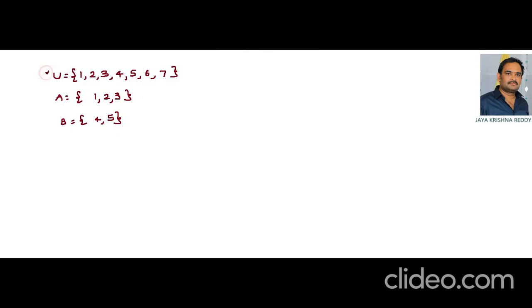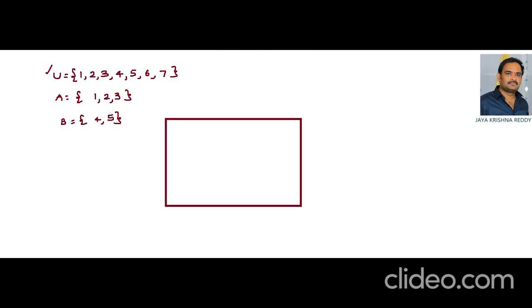Always the universal set will be represented by a rectangle. Here we have to mention it as U. That means it is a universal set, and the sets should be represented by circles inside this rectangle. Like this is set A and this is set B.